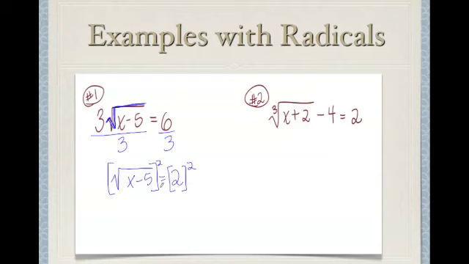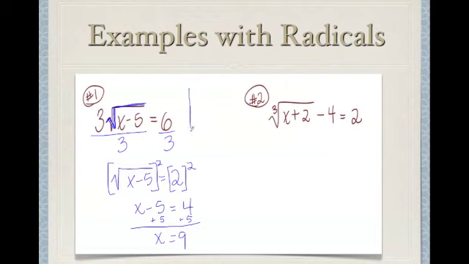So that, in essence, gets rid of the square root because the square root and squaring are inverse operations. On the left side, it gives me x minus 5, and on the right, 4. Use my regular solving skills, and I get x is 9. Now you really need to check these problems for extraneous solutions.